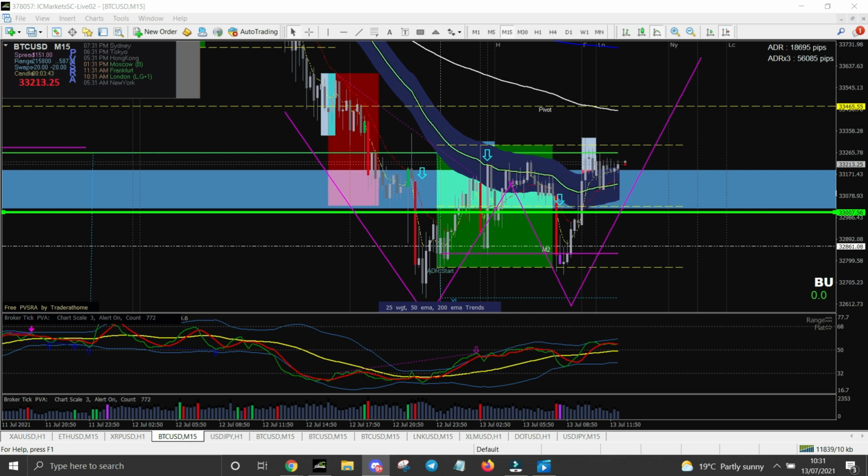Okay, so looking at what your comments are: the bottom of the red, breaking, smooth, breaking, not going higher, 50 EMA, price is lower. Okay, cool.